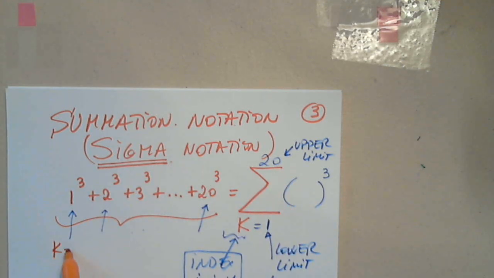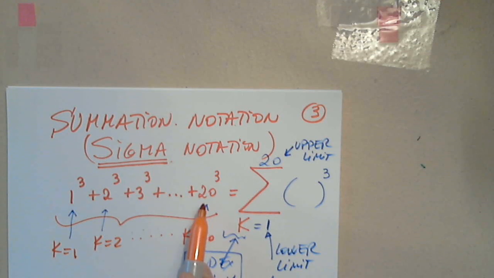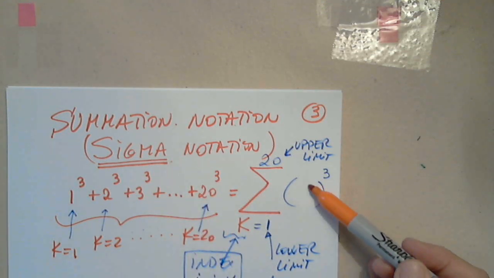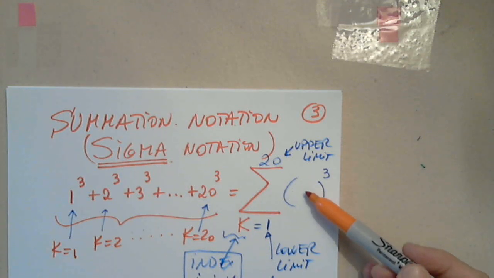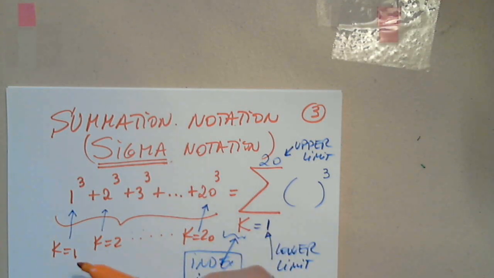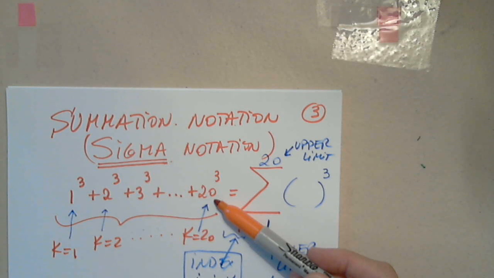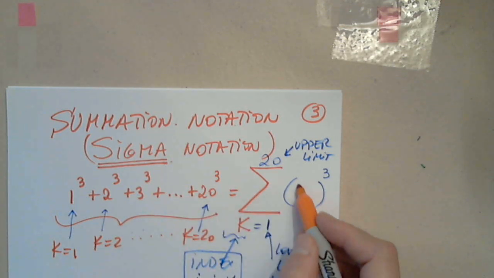So when K is 1, I get 1 to the third power. When K is 2, I get 2 to the third power, and so on and so forth. When K is 20, I get 20 to the third power. So what fits in here? What should I put? What is the general term? Well, it has to depend on K, because when K is 1, I have 1. When K is 2, I have 2. When K is 20, I have 20 to the third. And in this case, it's simply K.